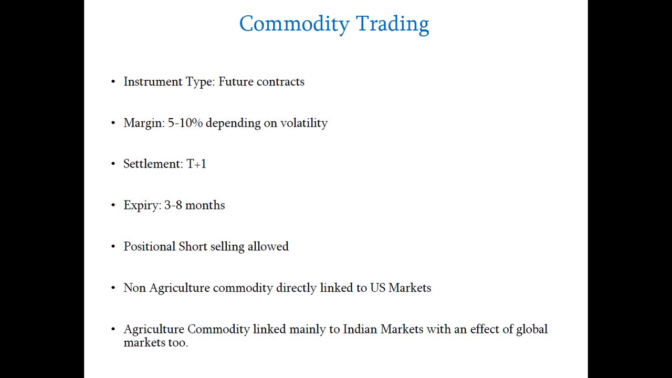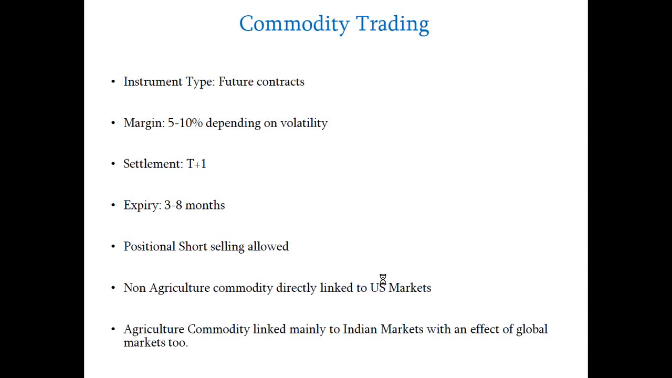Non-agriculture commodities are directly linked to the US market. So if we talk about gold, silver, copper, crude oil, all these non-agriculture commodities, they are directly linked with the international markets, US, UK markets. Agriculture commodities are mainly linked to the Indian markets, with a slight effect of global markets too.